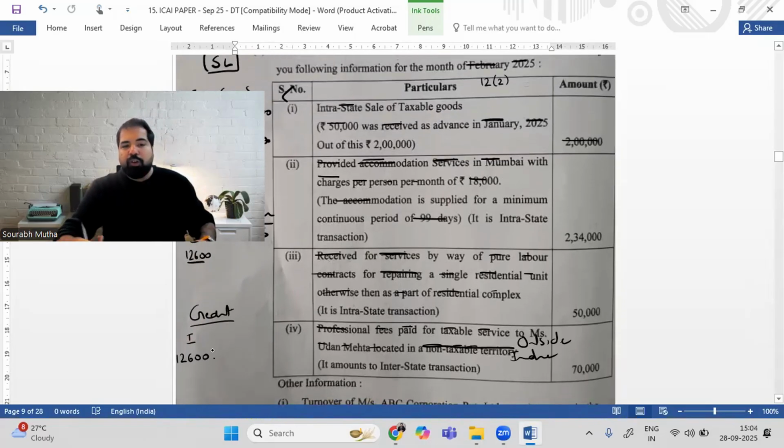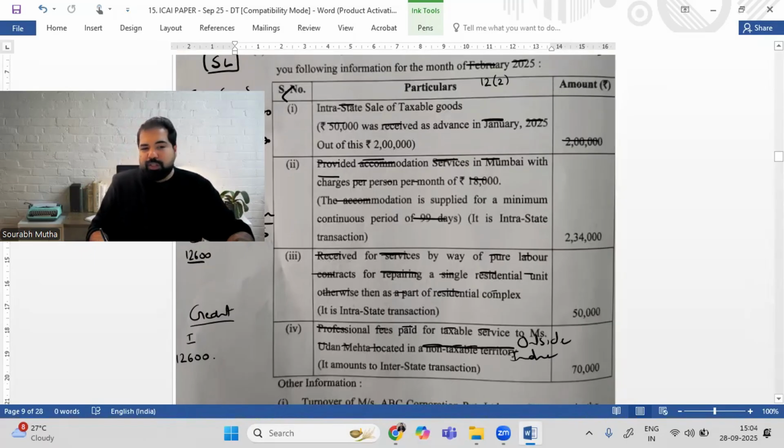You can net it off. You can solve the question. This credit you can use to pay first IGST, then CGST and SGST. So this one, 12,600 can be netted off here. But ultimately, this you'll have to pay through the cash ledger. So 12,600 you'll have to pay through the cash ledger only.